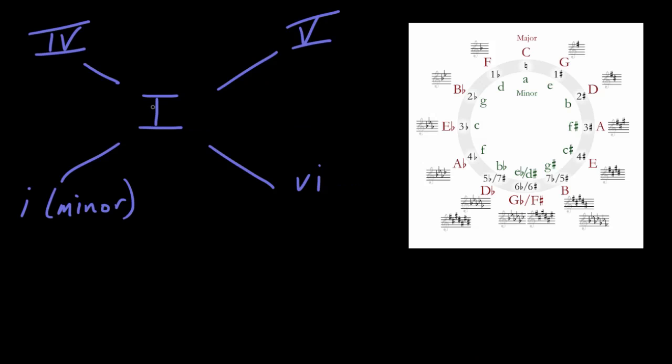So hopefully this generalises what we've been saying. If we're in any major key, our most common destination keys for modulating are going to be the keys of the dominant, the subdominant, the relative minor, and the parallel minor, which is using the same tonic note but changing our scale from major to minor.